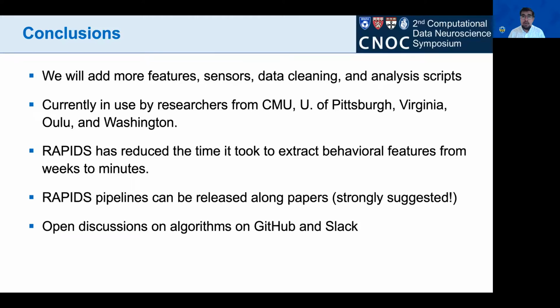Rapids is currently in use by researchers from CMU, the University of Pittsburgh, Virginia, and Washington, and the University of Oulu in Finland. Overall, we have seen that Rapids has reduced the time it takes to extract behavioral features from weeks to only minutes. And we encourage people to release their own pipelines along research papers. We also invite anyone interested to join our open discussions about our algorithms and assumptions on GitHub and Slack.